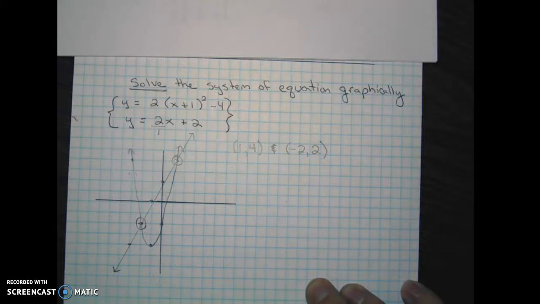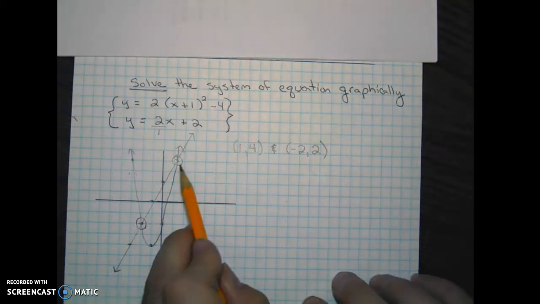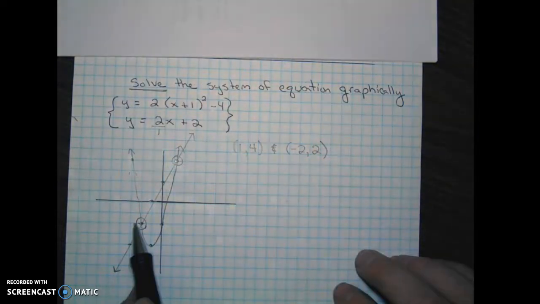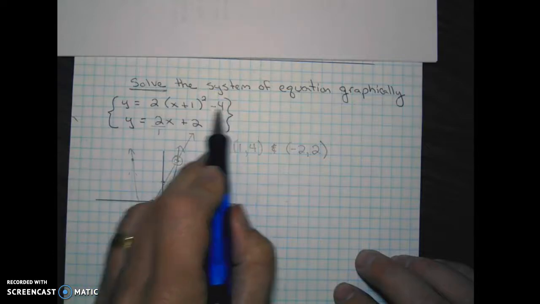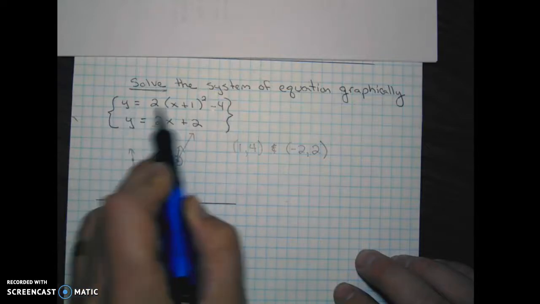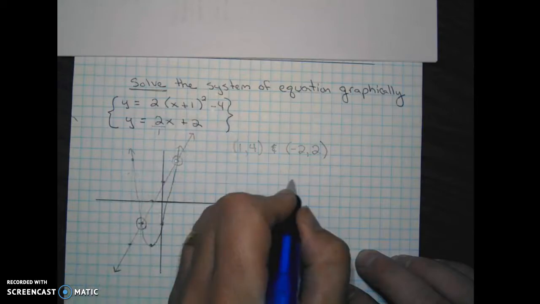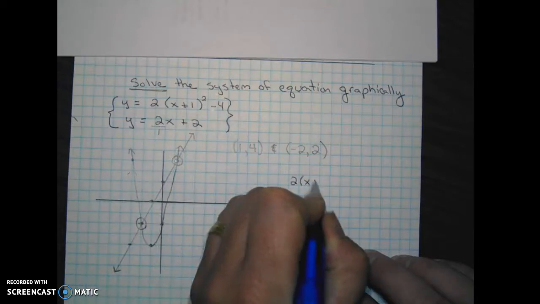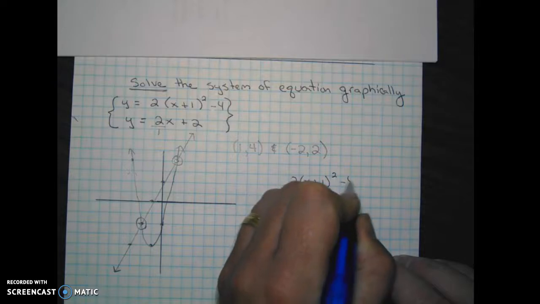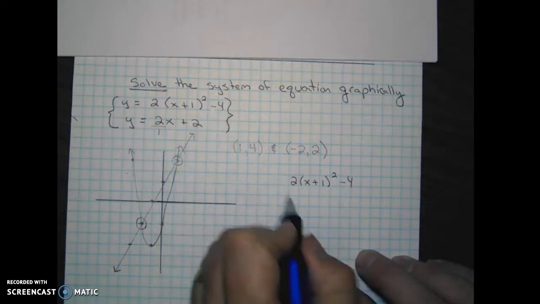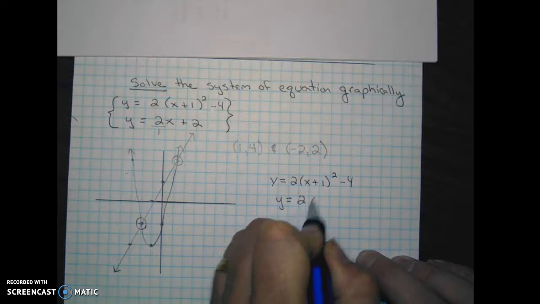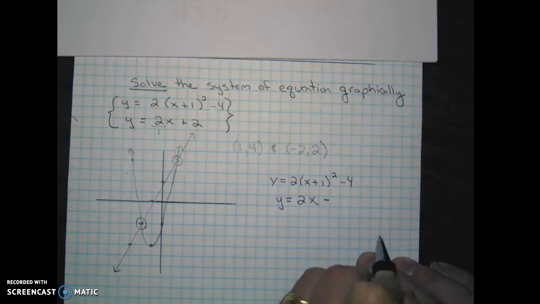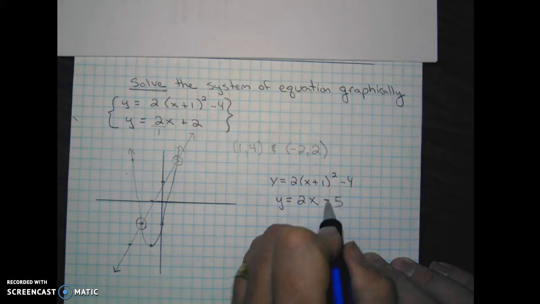Okay? Now, will there always be two solutions? No. Let's take a look at an example where there's not two solutions. So I'm going to go ahead and use the same equation. And I'm going to change my linear one. Same slope. I'm going to go ahead and move it down.